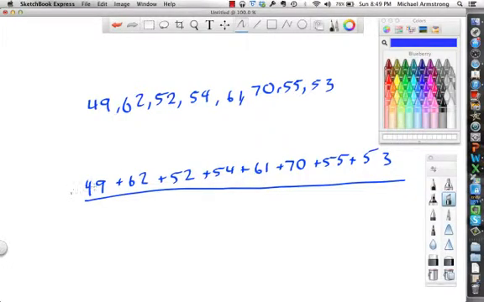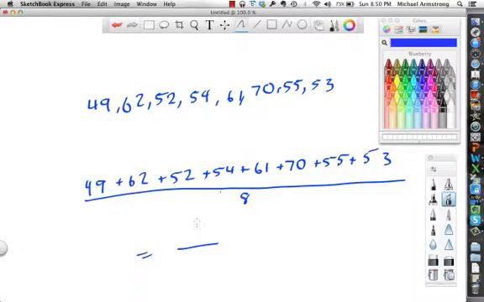Write it all out and divide by 1, 2, 3, 4, 5, 6, 7, 8. Divide it all out and divide by 8. And then to show your steps, you go ahead and you find out what 49 plus all of these numbers are on your calculator, and you write that down too. This is just showing your work. 49 plus 62 plus 52 plus 54 plus 61 plus 70 plus 55 plus 53.